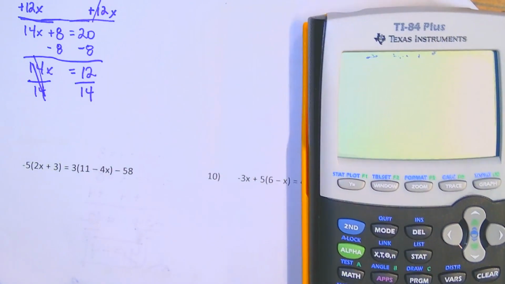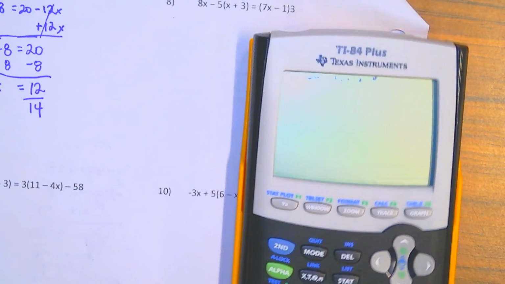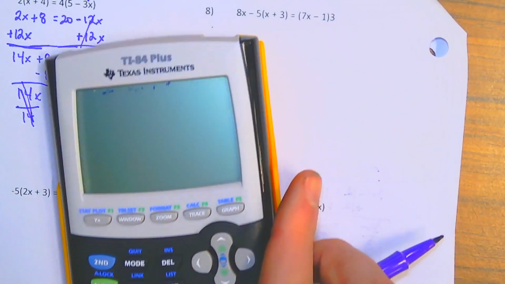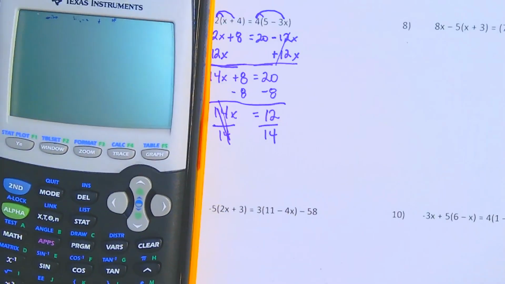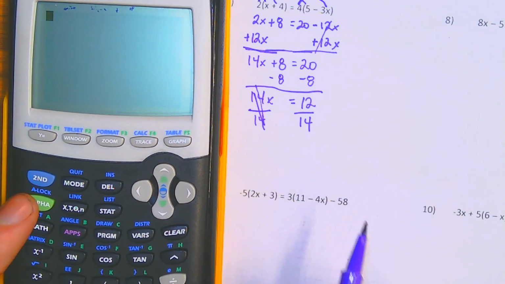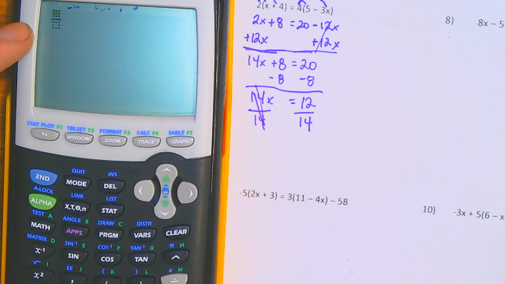All of you should have at least learned how to put a fraction into your calculator using the alpha y equals button. If you haven't, this is how you want to do it. Turn your calculator on. The first thing you want to do is press alpha y equals. The first option says n over d, that's numerator and denominator. I want you to press enter on that.